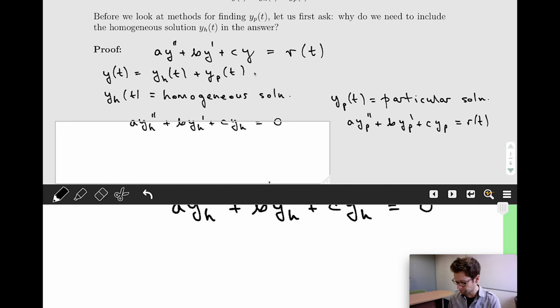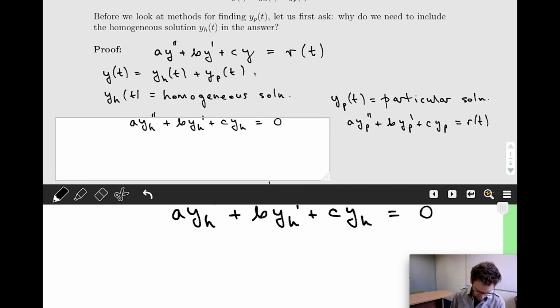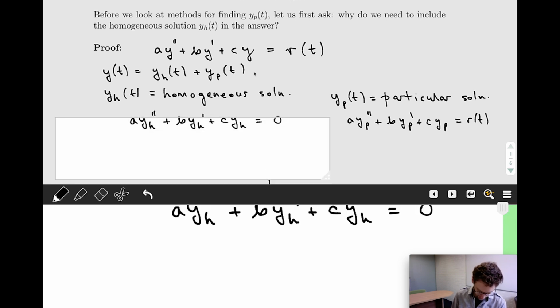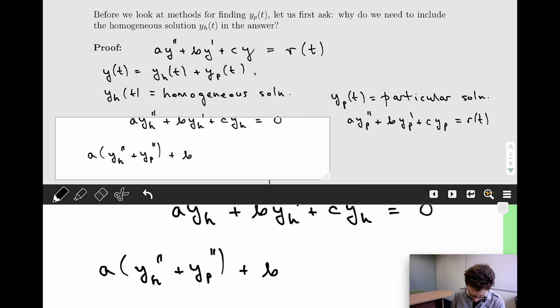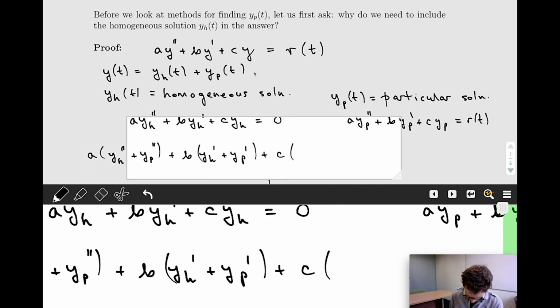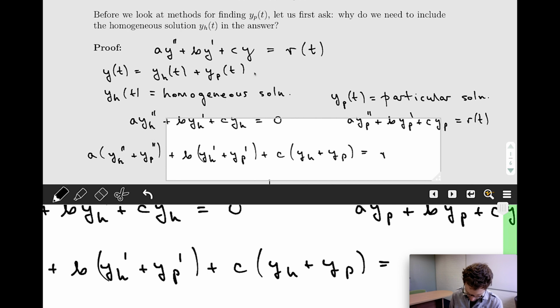So let's prove that. What I'm going to do is simply substitute my full solution into my original differential equation. So substitute y is equal to y subscript h plus y subscript p. So you can see that every time I take a derivative, I'm just going to have to take a derivative of each of those parts. So a times y subscript h double prime plus y subscript p double prime, plus b times y subscript h prime plus y subscript p prime, plus c times yh plus yp is equal to the right-hand side, r of t.